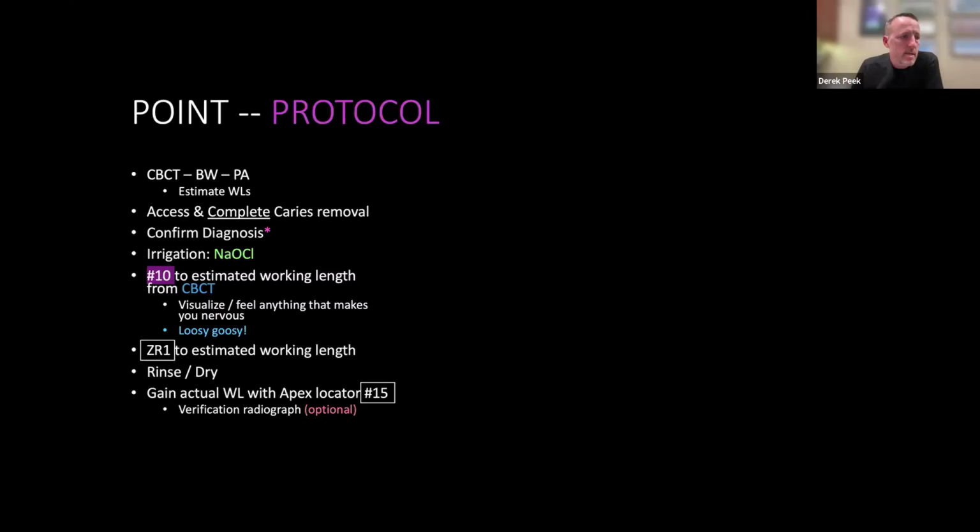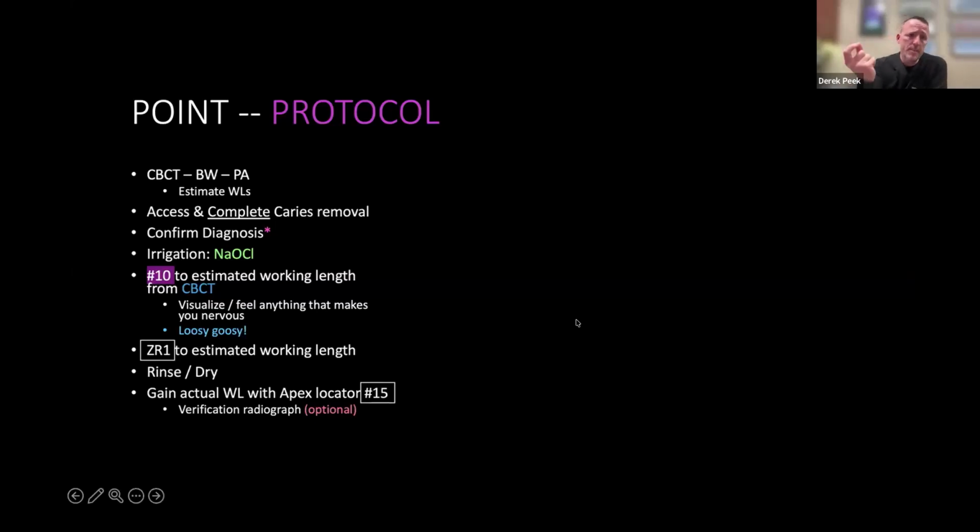Every case gets a CBCT. While the patient's in the chair and I'm listening to the symptoms and listening to the questions, I'm measuring it in my office. So I'm estimating my working lengths. I'm confirming the diagnosis. And then we get the patient numb. I do complete caries removal. Obviously, you make your pre-op diagnosis, and I think we all need to look in the canal and go, yep, we got it right. No, we got it wrong. Do I need to change my diagnosis? I irrigate with sodium hypochlorite.